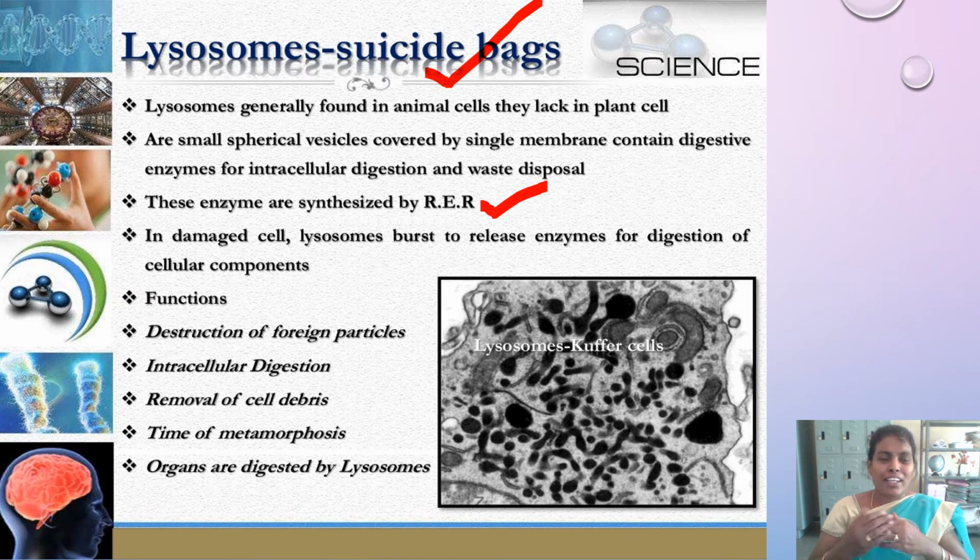In case of any damage to the cell, lysosomes burst and release these enzymes, and these enzymes digest the cellular components. If you see the functions of lysosomes, they are involved in the destruction of foreign particles. If any bacteria, food particles, or unknown particles enter the cell, they destroy those foreign particles. Lysosomes help in the protection of the cell, and they also participate in the intracellular digestion.